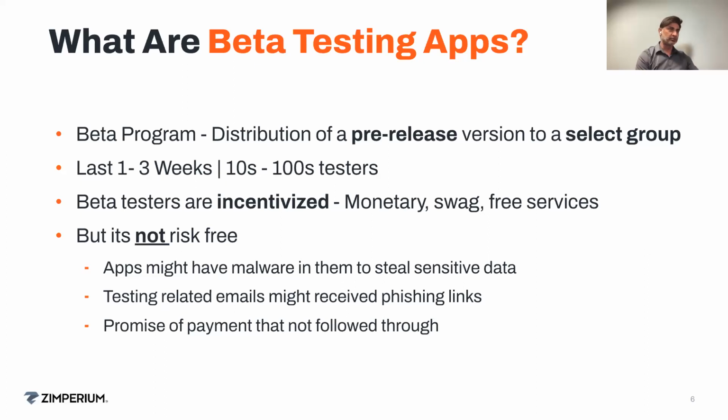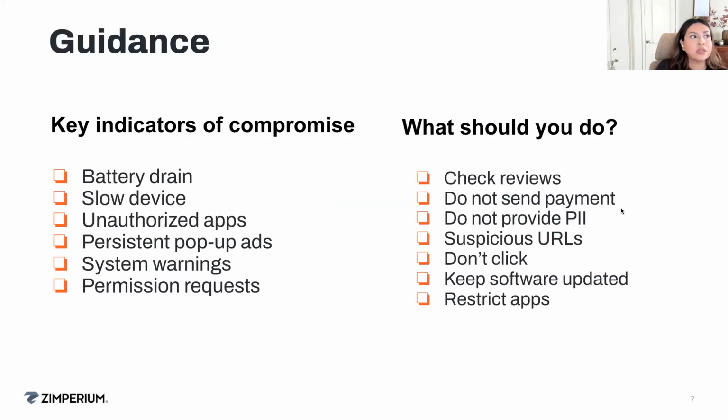Yeah. So, Monique, what are some things to look for? Let's say this happens to you and you happen to go into a beta program. What can they do? That's a great question, because that kind of segues into our next slide, which is what kind of guidance and what type of key indicators of compromise can you look for when utilizing these applications?